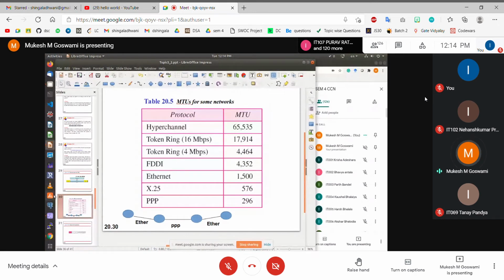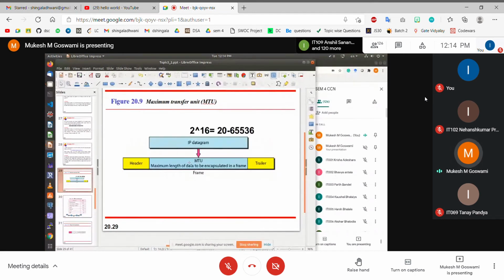So this maximum size of the frame which is supported at the data link layer is called MTU, that is called maximum transferable unit, right? So maximum transferable unit is the maximum length of the data that can be encapsulated inside the frame. What does this depend on? Again I am repeating, this depends on the physical layer hardware and the data link layer protocol used.